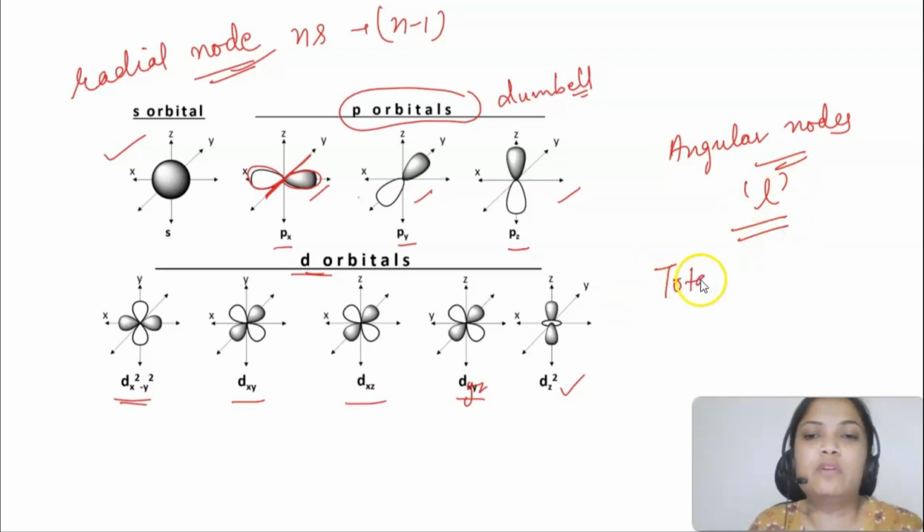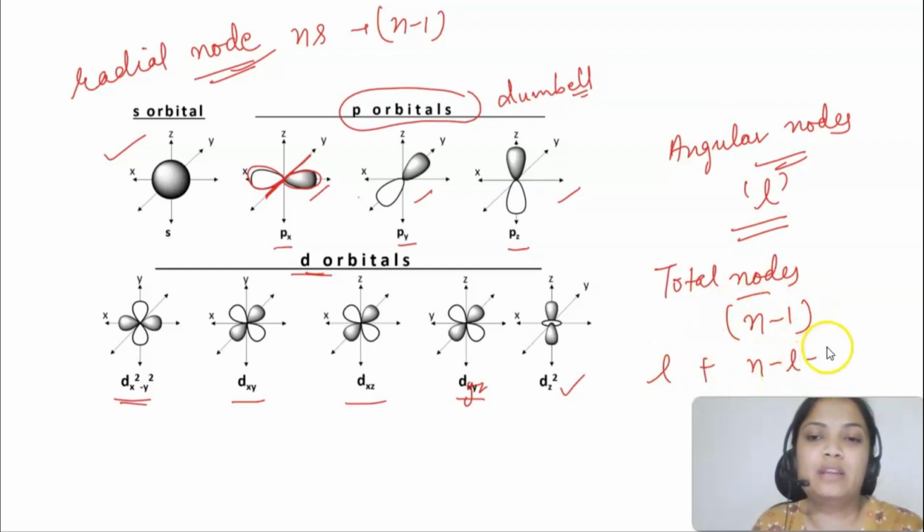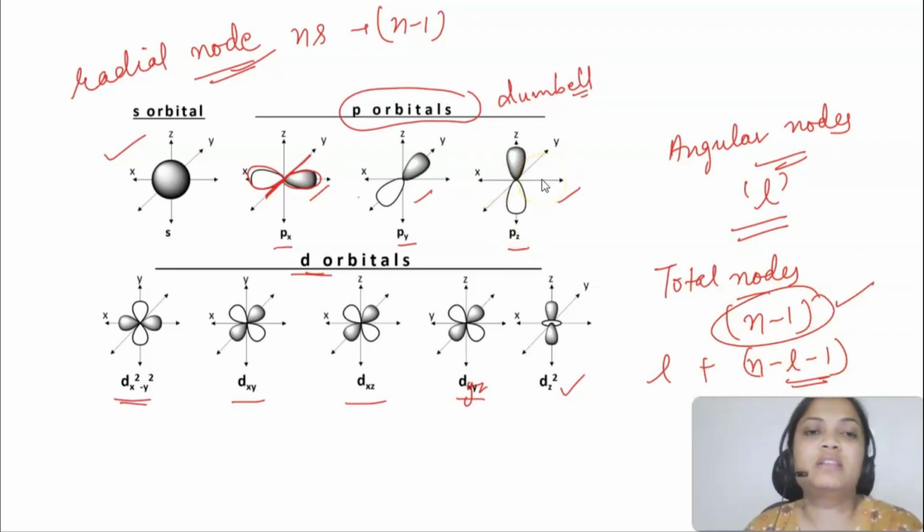So the total number of nodes would be given by n minus 1, the sum of l angular nodes plus n minus l minus 1 radial nodes. So total number of nodes will be given by n minus 1. So this is how we have different types of orbitals, that is, the shapes of the orbitals.